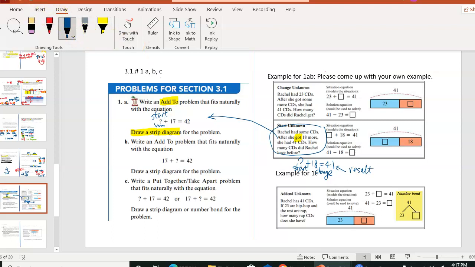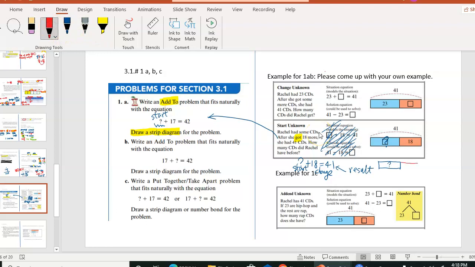Next we're going to draw a strip diagram for this. This is the strip diagram right here. You don't have to do this because they already gave you that part. For the strip diagram, you can use a box, or you can just use a question mark if you want. Rachel had some CDs. We don't know how many, so put a question mark.